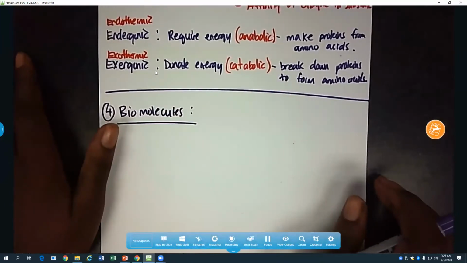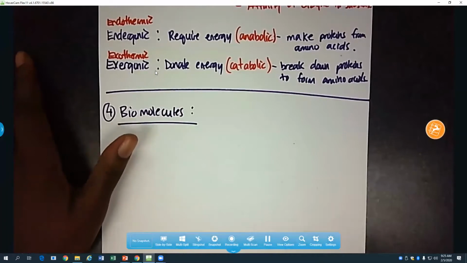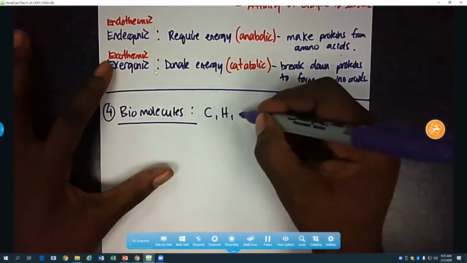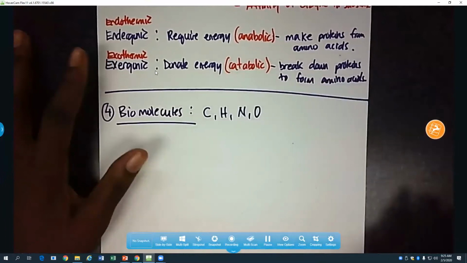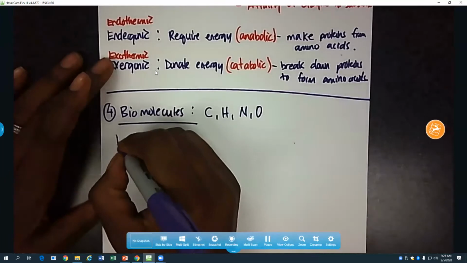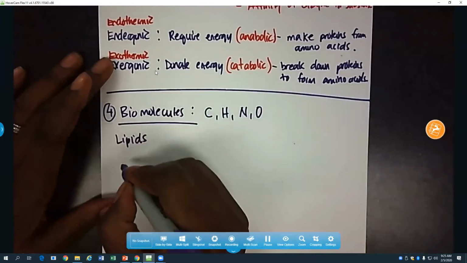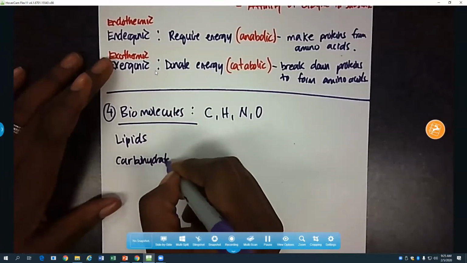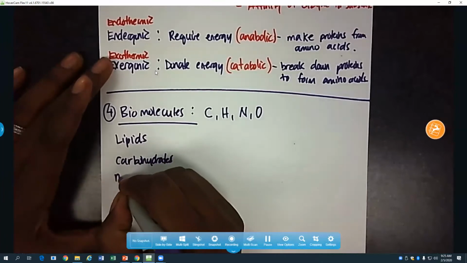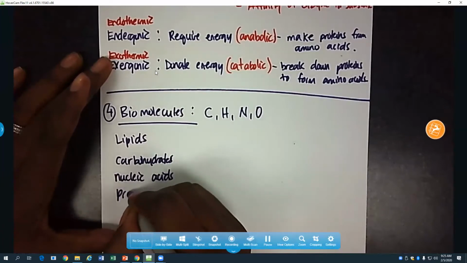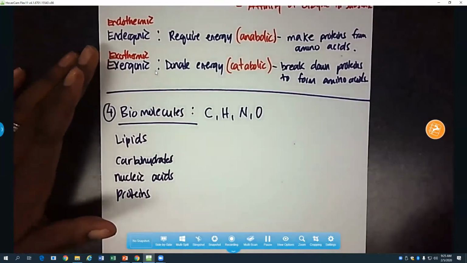And we said these are the main components of living things. Our biomolecules are mainly made of carbon, hydrogen, nitrogen, and oxygen in varying quantities. And we spoke about different types. So we had lipids, carbohydrates, nucleic acids, and proteins. Okay.